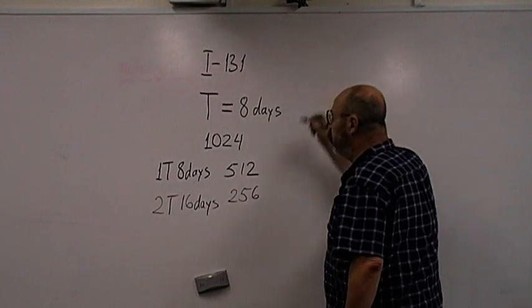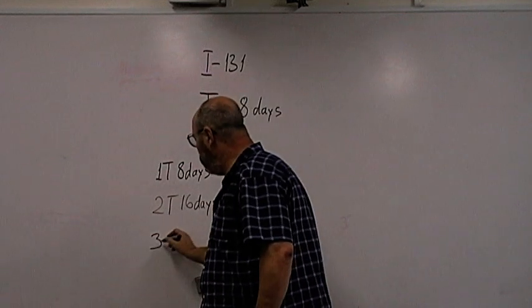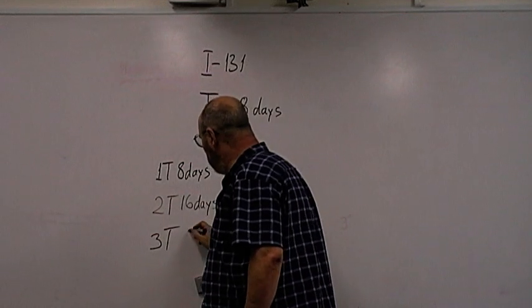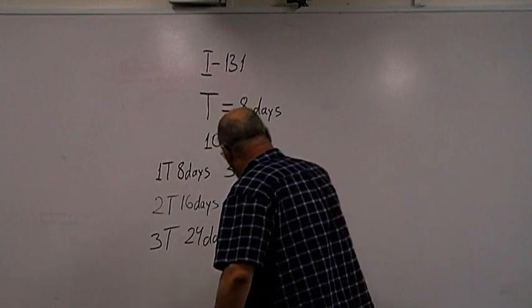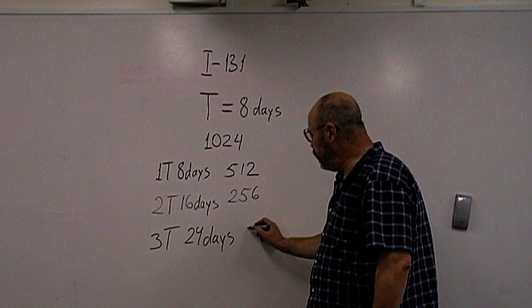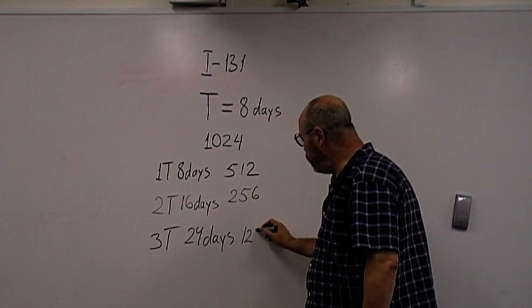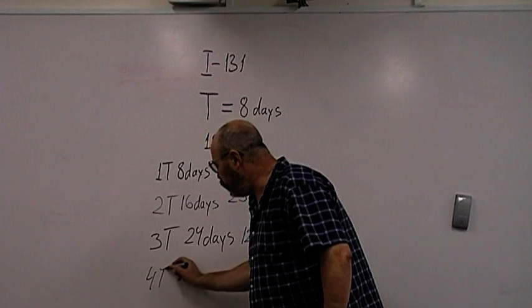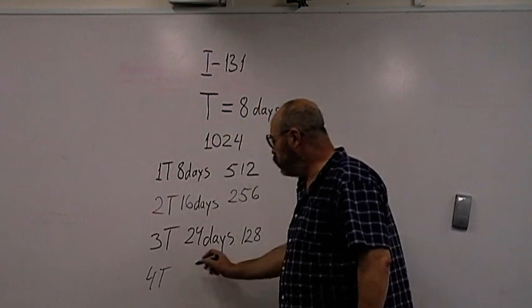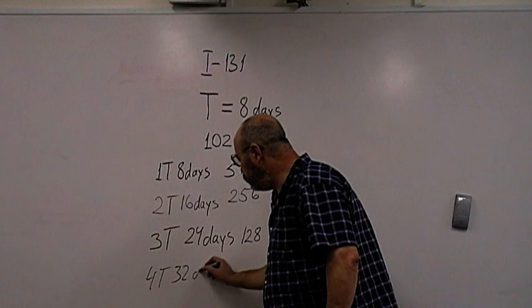Then after 3 periods of half-life, so 24 days, again half of this decays, and we have 128 left. 4 periods of half-life, so 32 days.